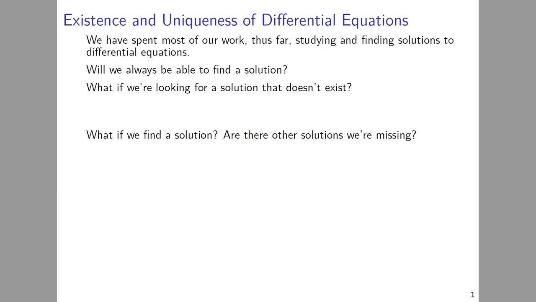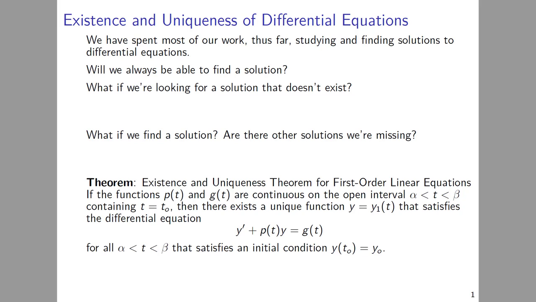For a non-differential equation example, the equation x squared equals 1 has two solutions, 1 and -1. Just because we find one solution doesn't mean we found all of them. To answer this, we have a theorem called the existence and uniqueness theorem for first-order linear equations.